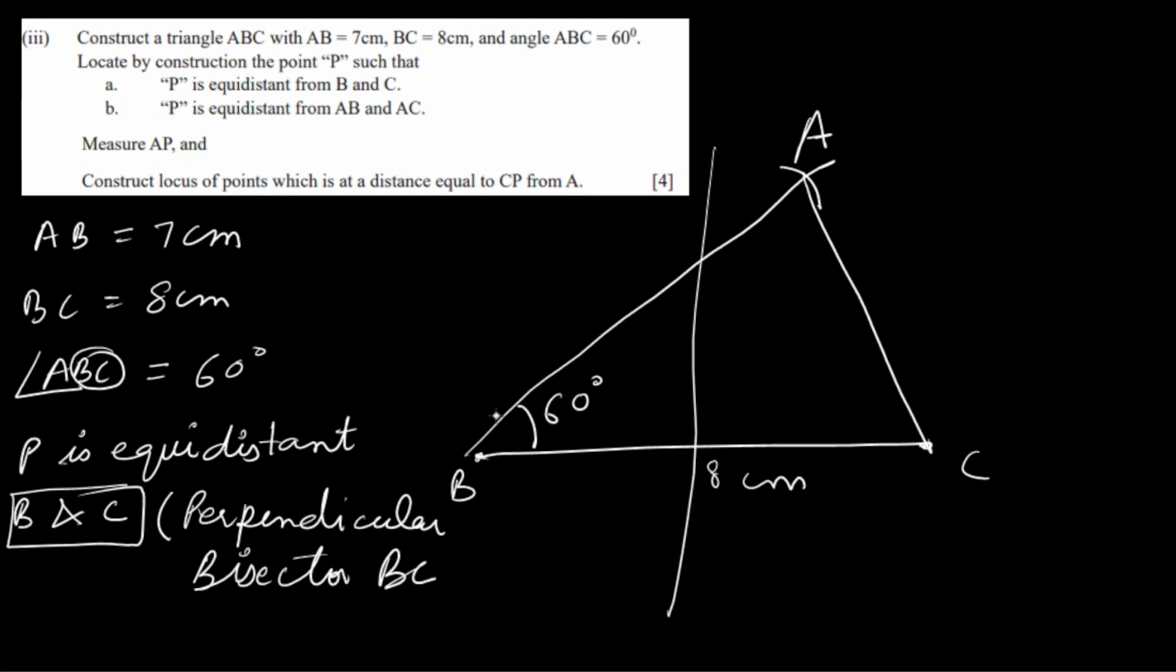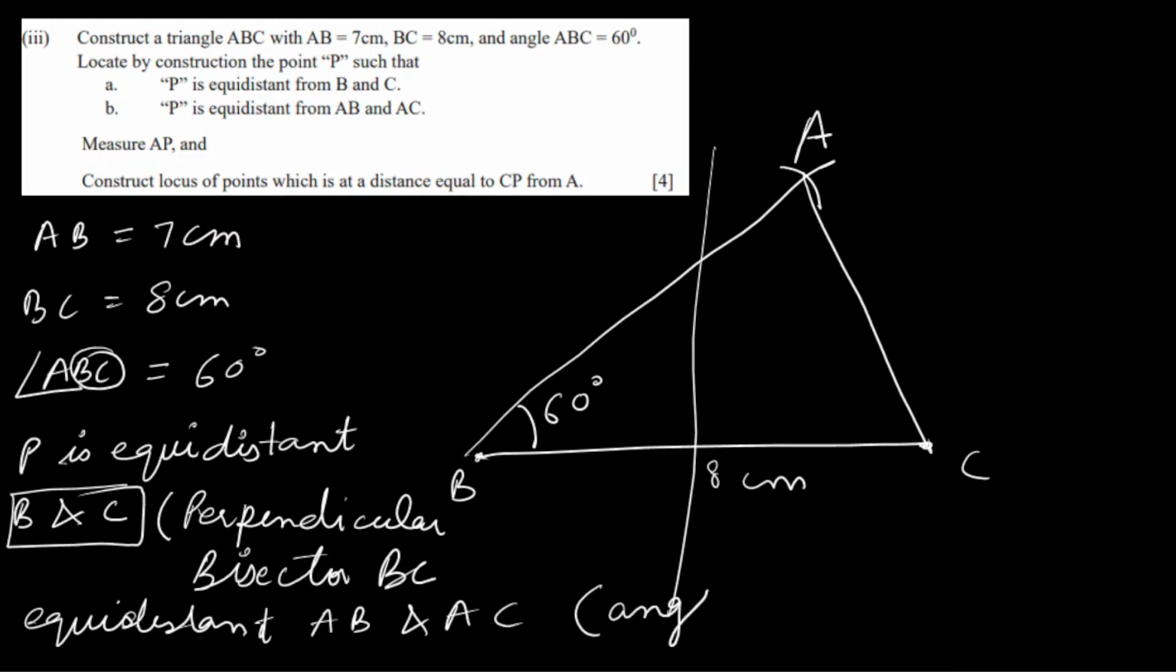Okay, again, let's see in the question. Now we have to draw P point which is equidistant from AB and AC. We have to draw a point which is equidistant from AB and AC. So what we have to draw? Equidistant from two line segments. So what we have to draw? Angle bisector. Angle bisector of which angle?